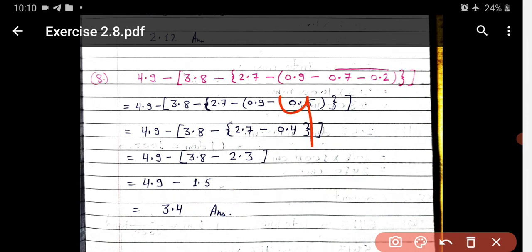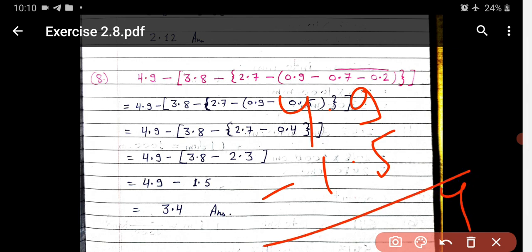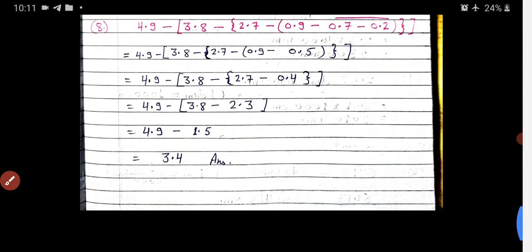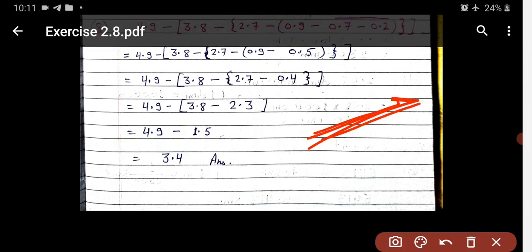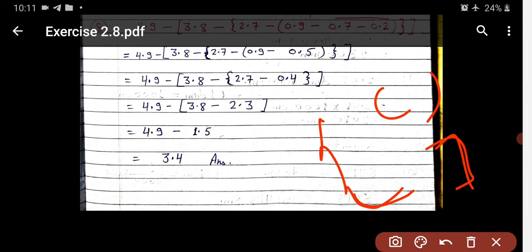Finally you get 4.9 minus 1.5. Now subtract. 9 minus 5 is 4, 4 minus 1 is 3. So your answer is 3.4. So 3.4 is your final answer according to the BODMAS rule. According to BODMAS, if you find any bar, you have to solve that bar first. And brackets you have to solve like this: first small, then curly, and then large bracket. Like that you have to solve.